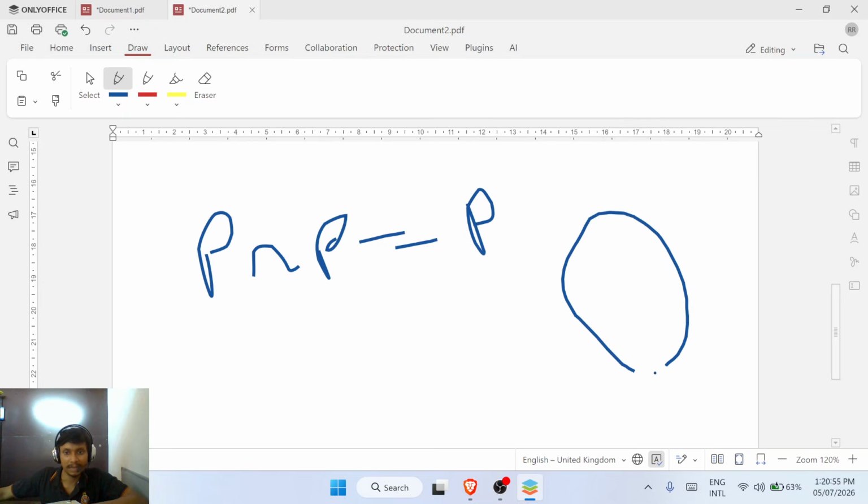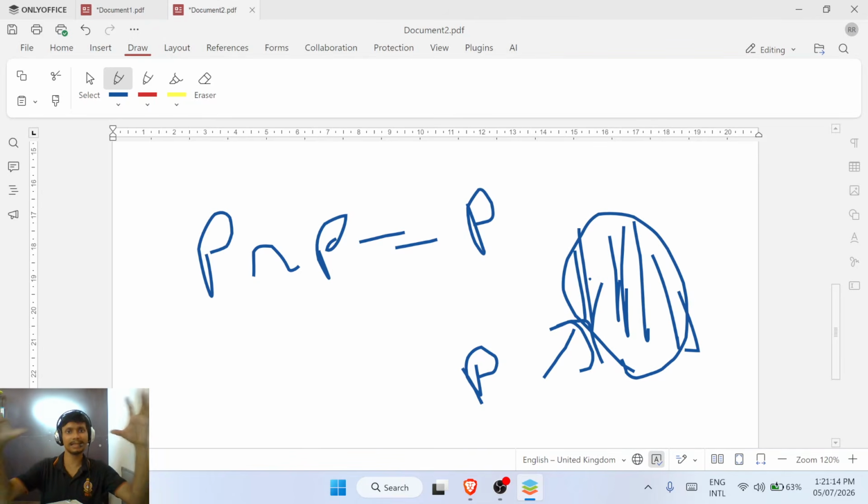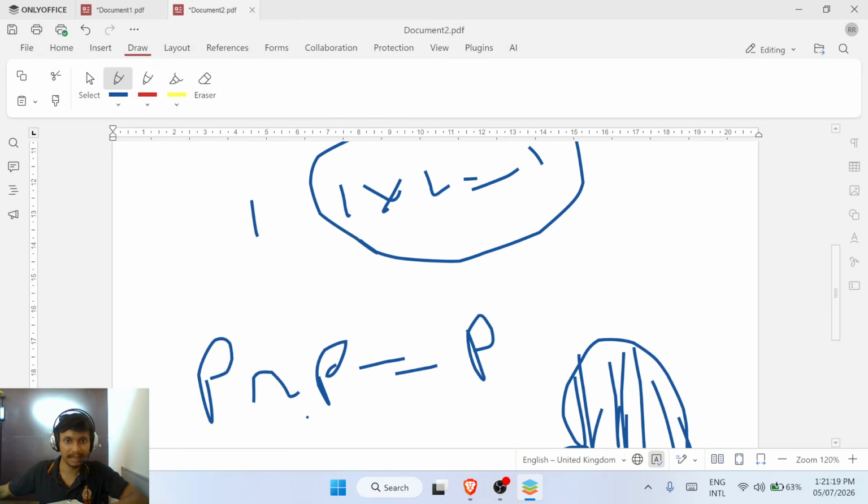How? For example, let's assume that this is the set P. What is P intersection P? That is also P. This is P, this is P, and the intersection is the same P. Therefore, P.